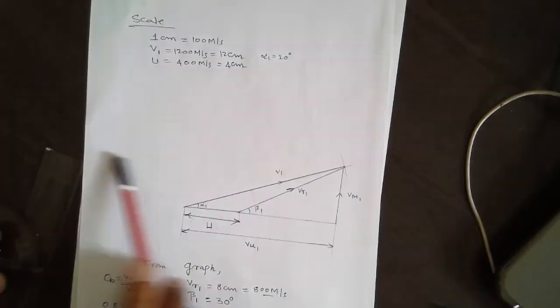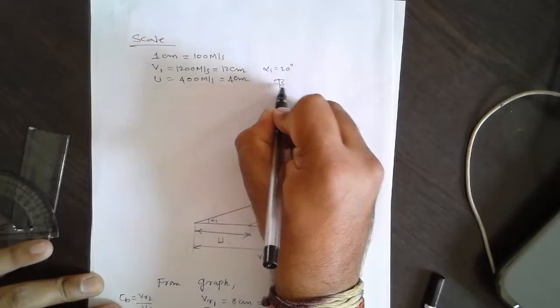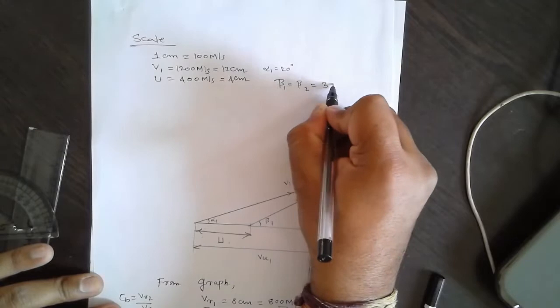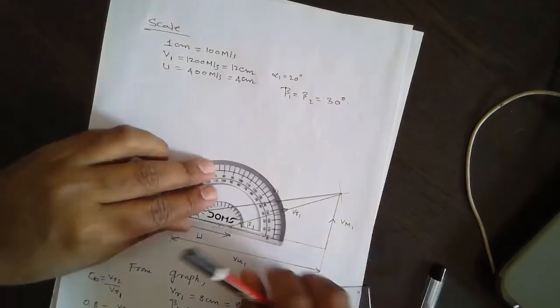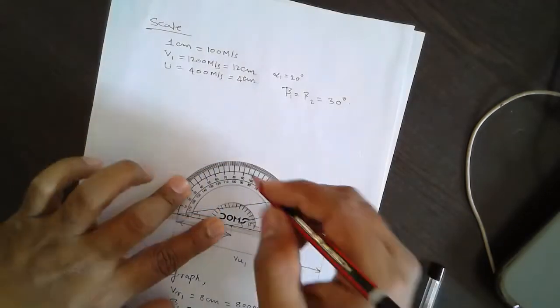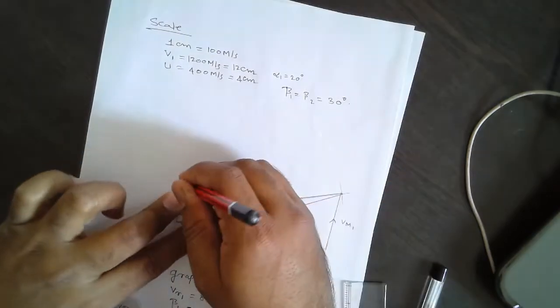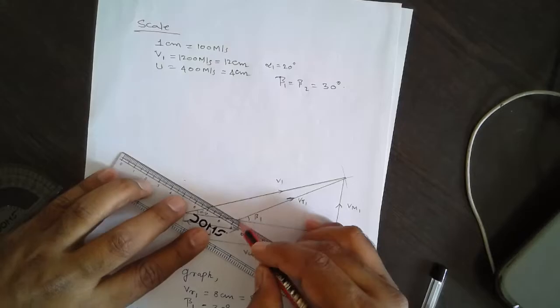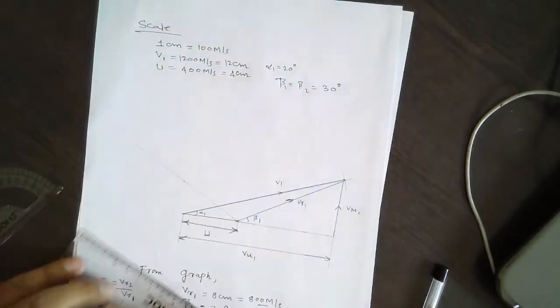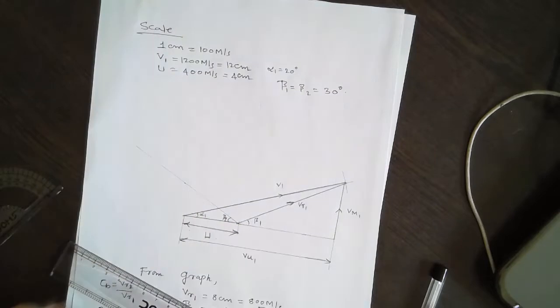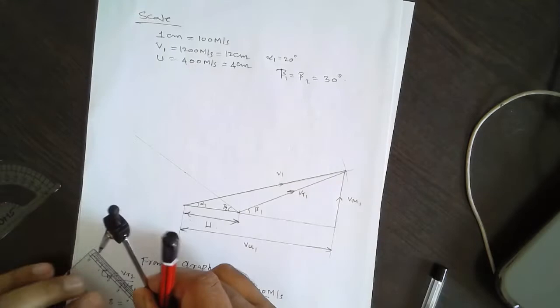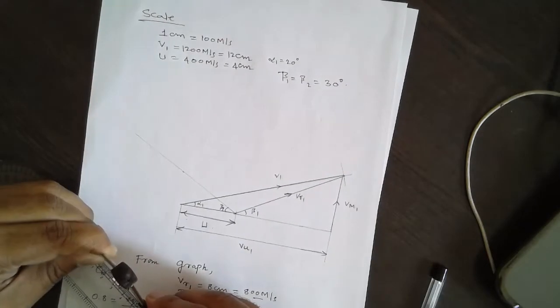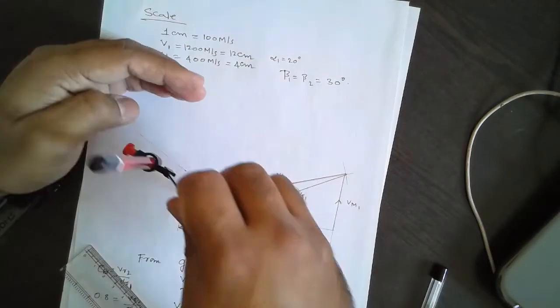Beta 2 we know is equiangular, clearly mentioned. Beta 1 is equal to beta 2, that is 30 degree, and VR2 is 640. Take the reference line from this point. Beta 1 is equal to beta 2. Then you have to find out VM2 and VU2. VR2 is 640, means 6.4 centimeter, is the VR2 value.